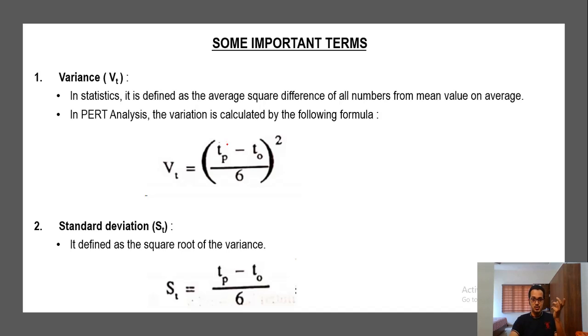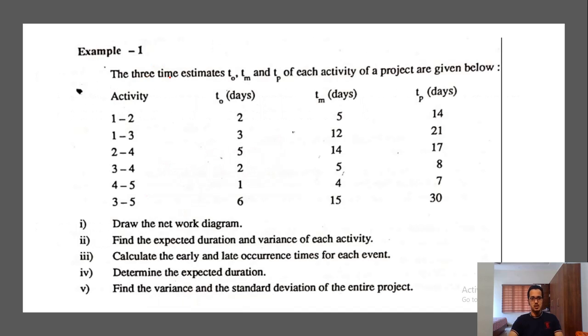We already explained Tp and To, right? Coming to standard deviation, St, it is defined as the square root of the variance. You just take the square root of the variance value, and you will get the standard deviation. So I hope now you know the difference between variance and standard deviation and the formulas used to calculate these two terms. This example was already taught in the class, so this is just for those students who were not available in the last session.